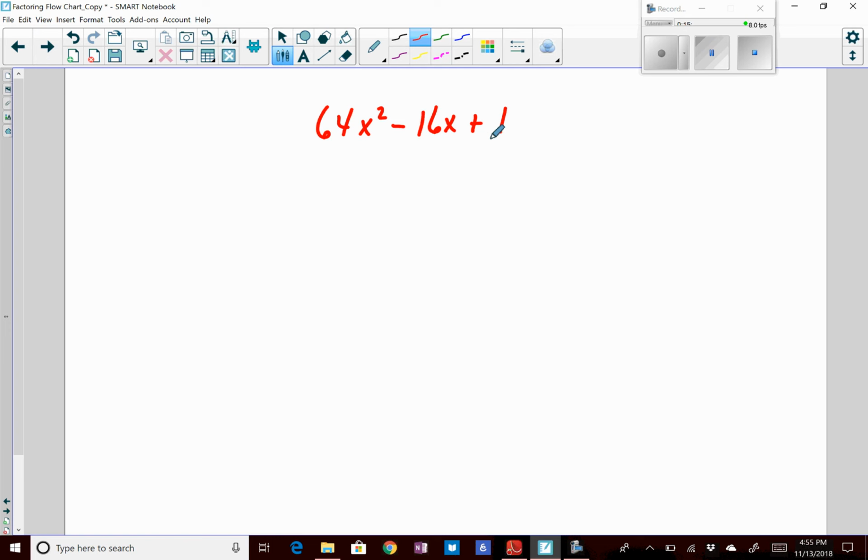Again, the technique for that is to set up one set of parentheses and square it. We're going to fill in the parentheses with the sign of the middle term, and then take the square root of the first term, which would be 8x, and put that in the first position, and then take the square root of the last term and put that in the second position, and we have it factored out as x squared minus, 8x minus 1 squared.